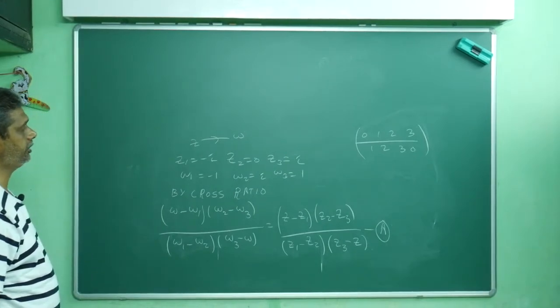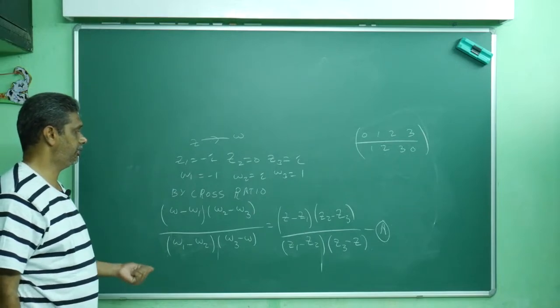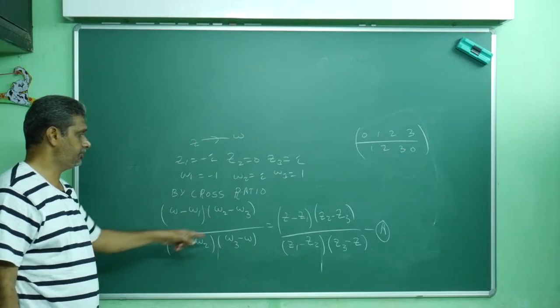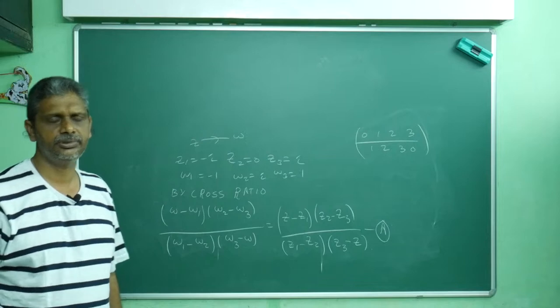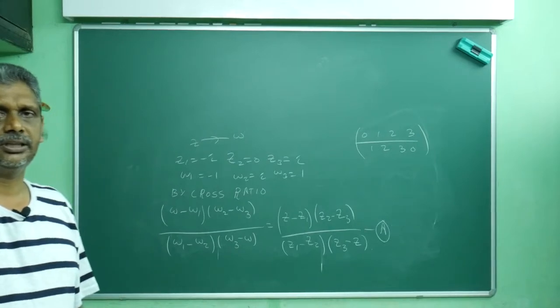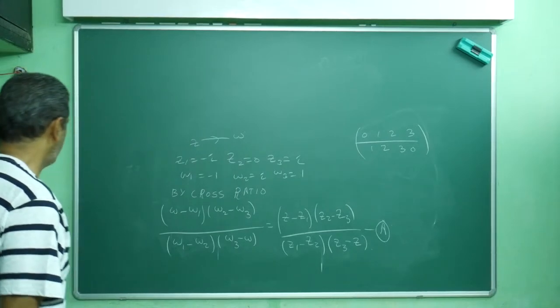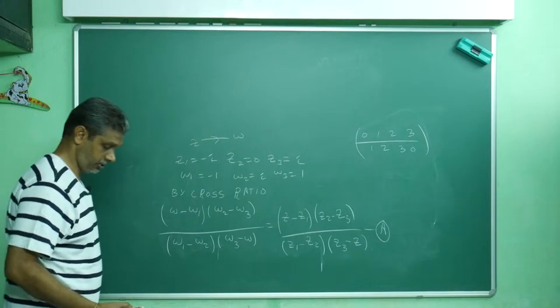So they will give 3 points. You can assume Z maps onto W. So you have 4 points in your hand. Then you take 0, 1, 2, 3 over 1, 2, 3, 0. This is called the cross ratio. From this you can find the bilinear transformation. There are a lot of methods, the direct method and others. While solving I will tell you. So substituting all the points, you will get W1. This you can remember. So what will you get?